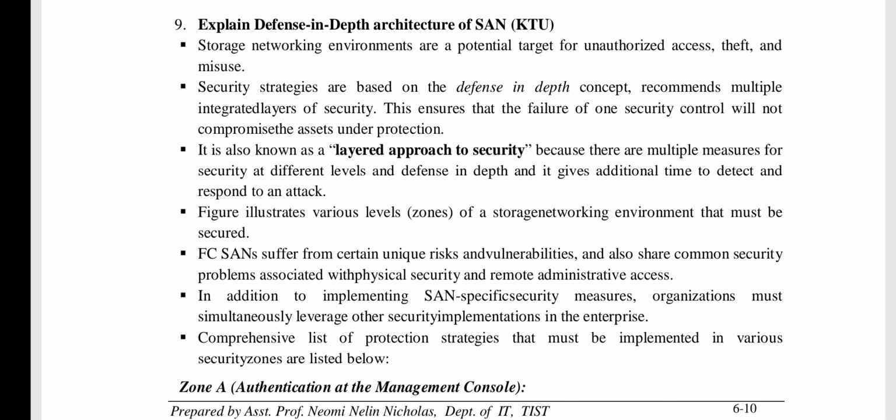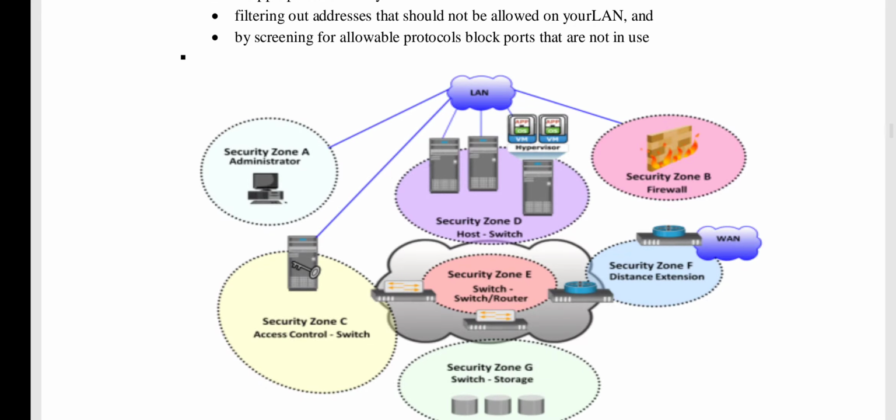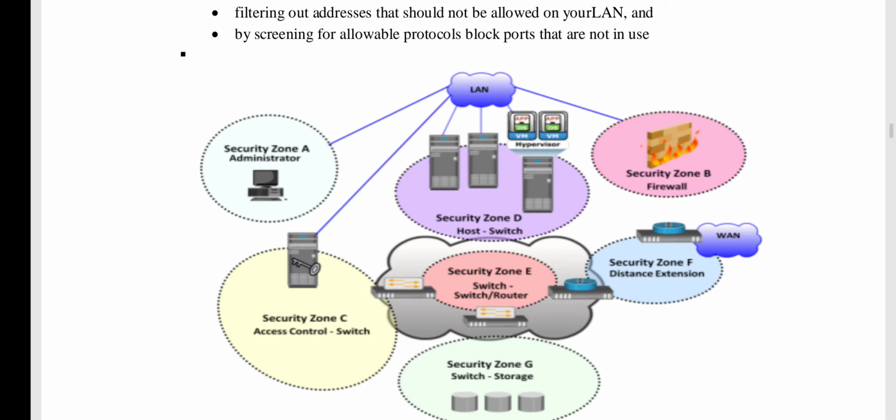So you have a figure. The figure illustrates various zones. You have a LAN, which is connected to different zones. That is security zone A by the administrator, security zone B by the firewall, then C, that is access control switch, D, host switch, then E, it is again switch router, then F, distance extension, G, switch storage.